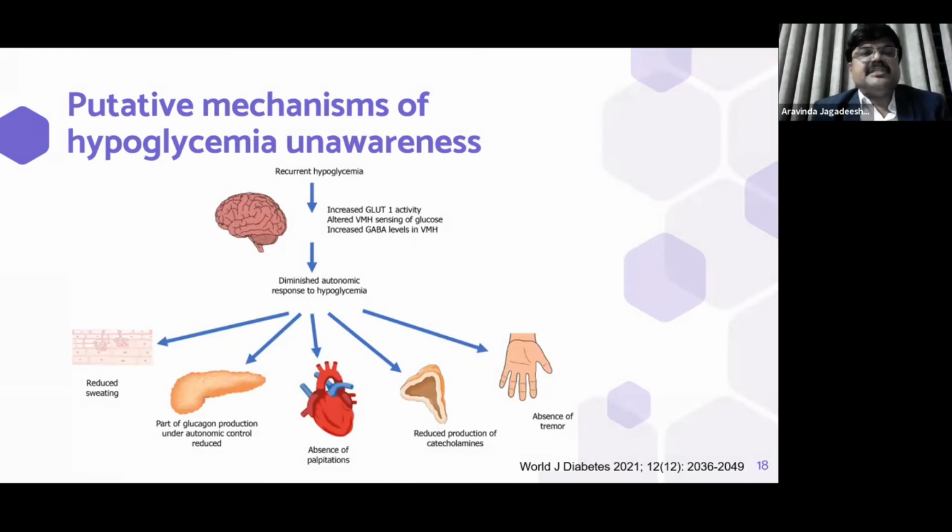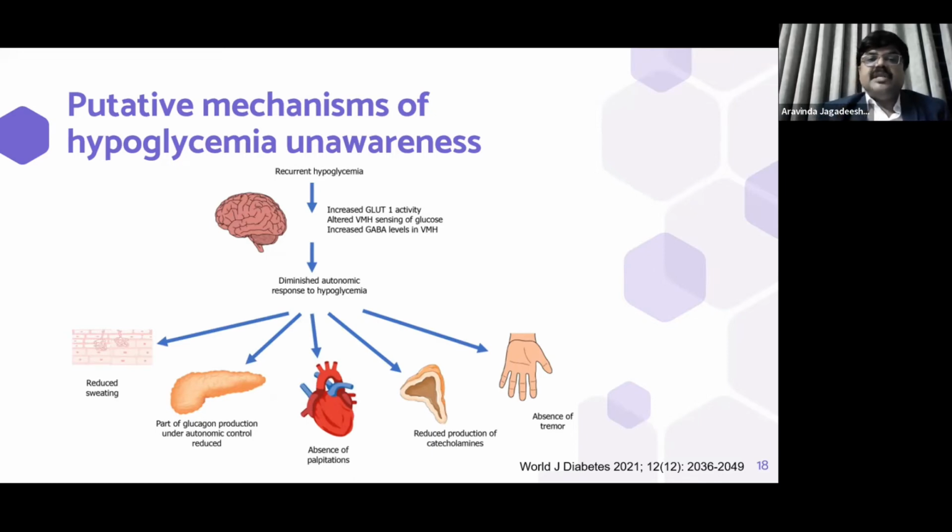This is an interesting slide which shows the putative mechanism of hypoglycemic unawareness. You can see from the top, what does the increased recurrent hypoglycemia cause? Increased GLUT1 activity leads to altered ventromedial hypothalamus sensing of glucose, leading to increased GABA levels in the ventromedial hypothalamus. This leads to diminished autonomic response to hypoglycemia. This is the most important thing which all of us should be aware of.